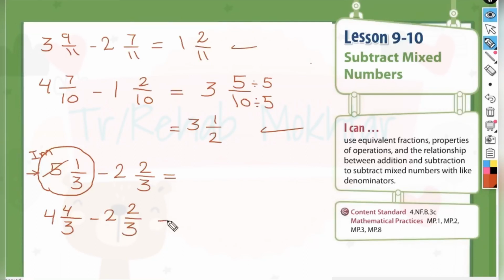Now, teacher, can I subtract? Yes. Here I changed the fraction part into a fraction greater than 2 out of 3. Now I will subtract. I will keep 3 as it is. 4 minus 2 equals 2. 4 minus 2 equals 2. So the difference will be 2 and 2 out of 3.